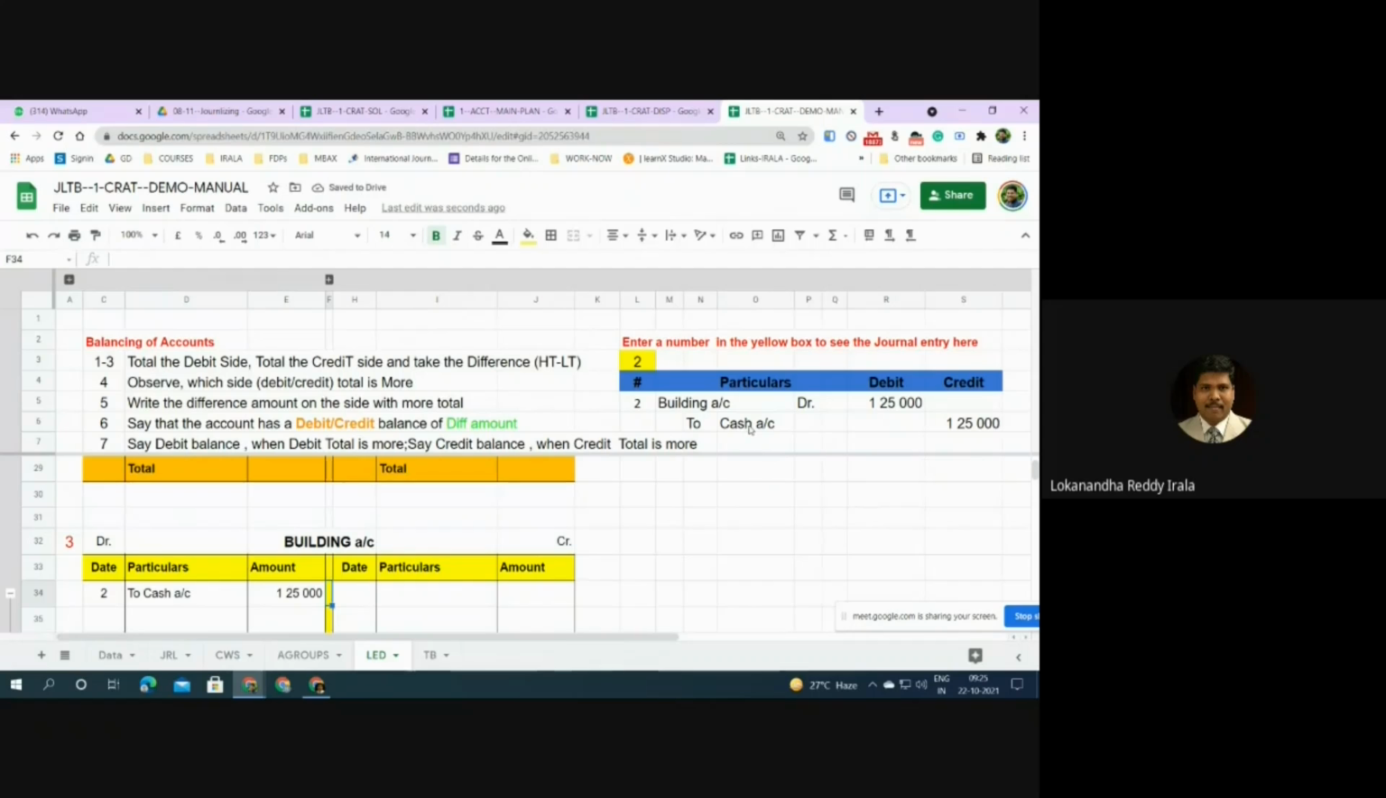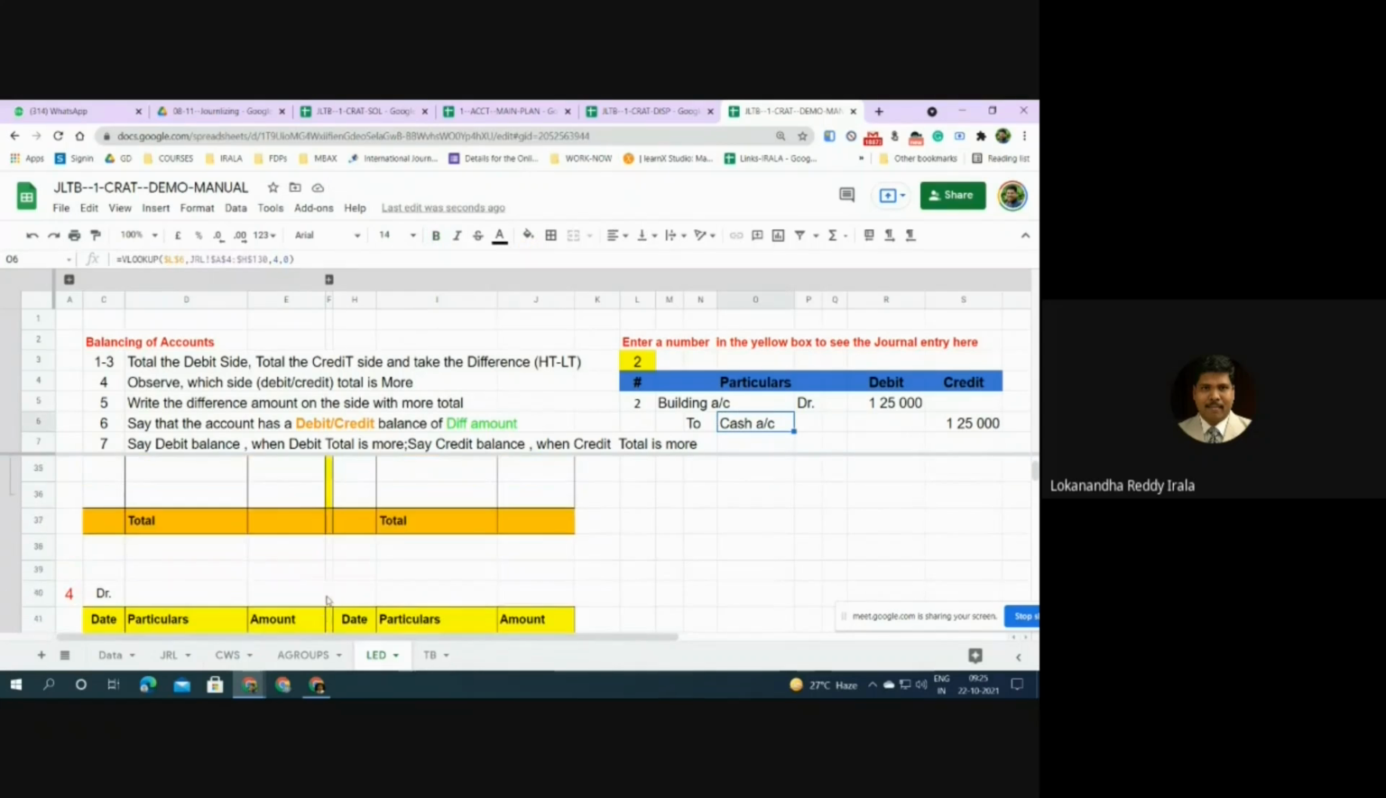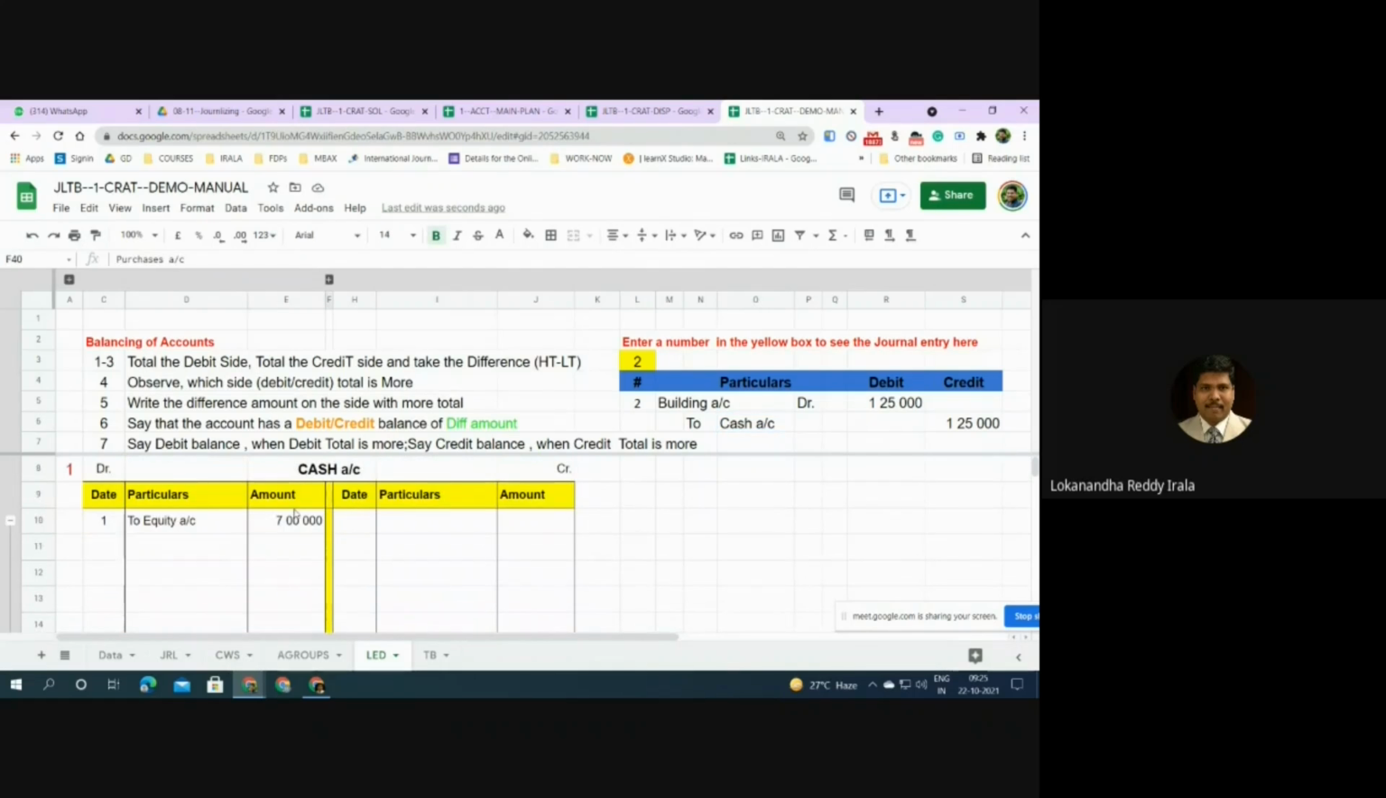Now I'll have to go to cash account. Remember, cash account has already been created, so you need not create another cash account. You go back to the cash account. On which side should I write? I should write it on the credit side. Put the date as 2 and say "by building account". How much? 1,25,000. Is it clear? Any questions, please?